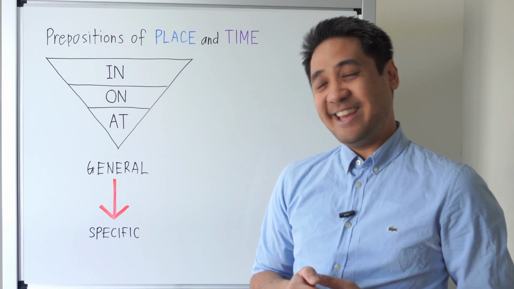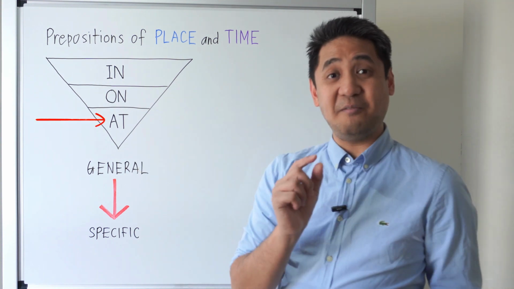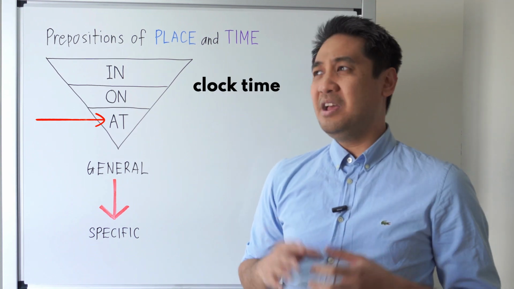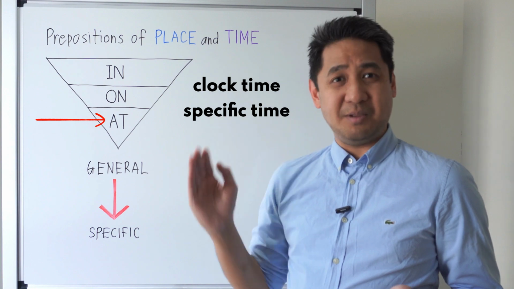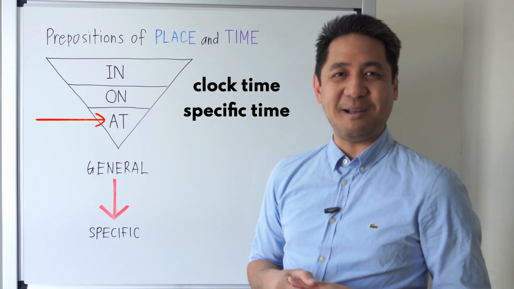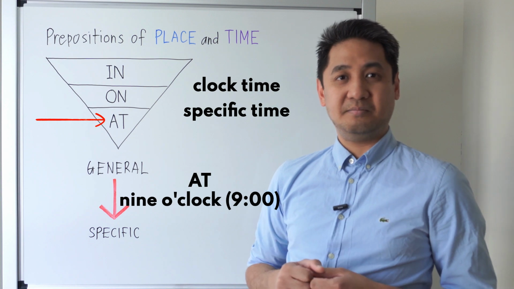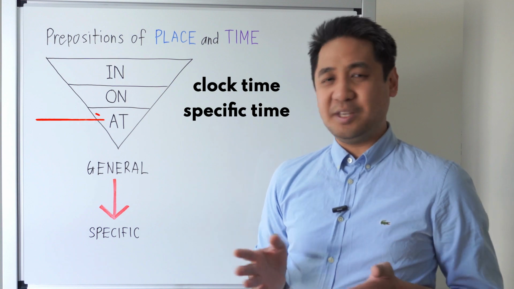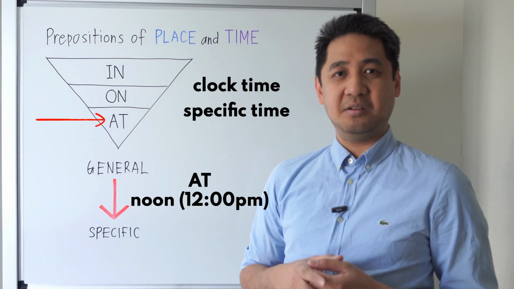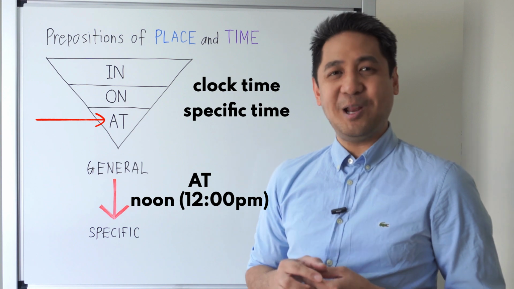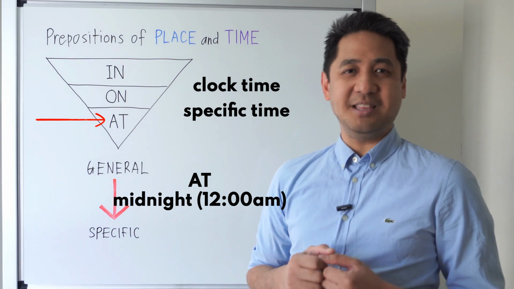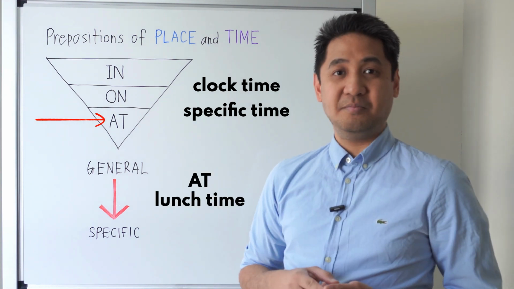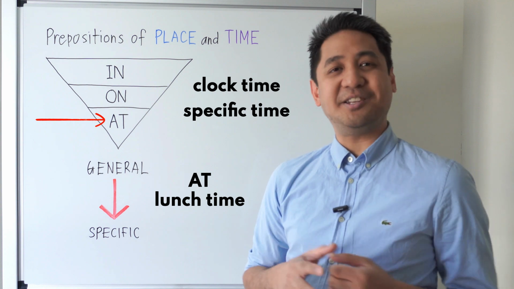Simple, isn't it? Let's look at time. At is very specific. So you use at if you've got an actual clock time or specific times in the day when the time is obvious. Let me show you some examples. At 9 o'clock. At 1 o'clock. Now, noon is always 12 p.m. So you can say at noon because it's always 12 p.m. Similarly with midnight. You can say at midnight because it's always 12 a.m. You can even use at lunchtime because you have a specific lunchtime where you eat lunch.